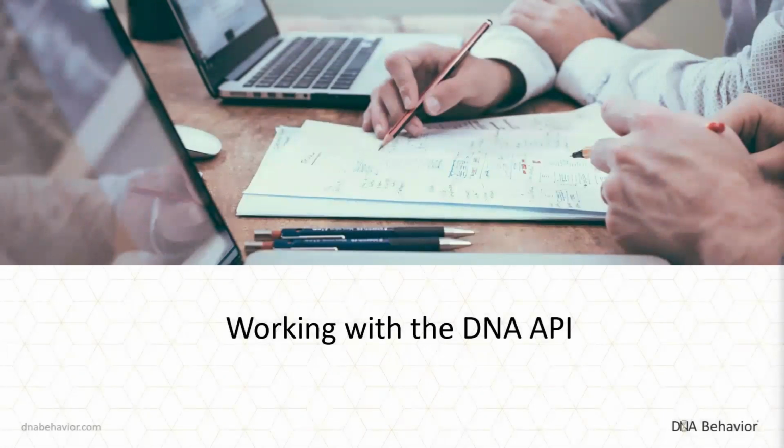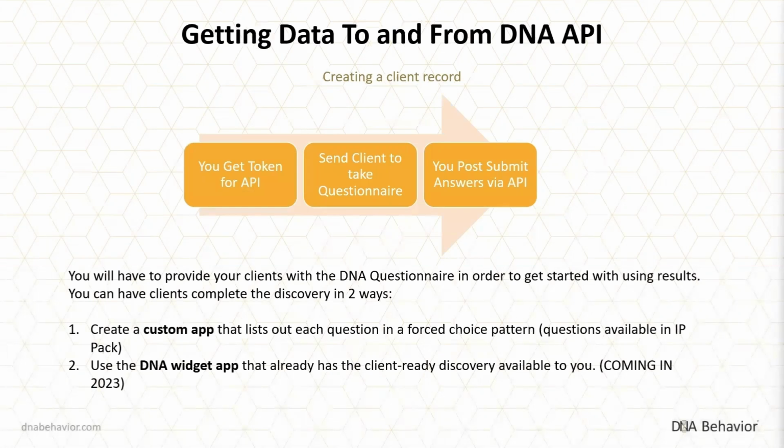Working with the DNA API. To get data to and from the API, you're going to create client records. Then you're going to ask your client to take a questionnaire. Right now, you are building a custom app that has each of the questions and forces your client to choose between those questions, of most like me and least like me. And then you're going to send those answers to us as a post.